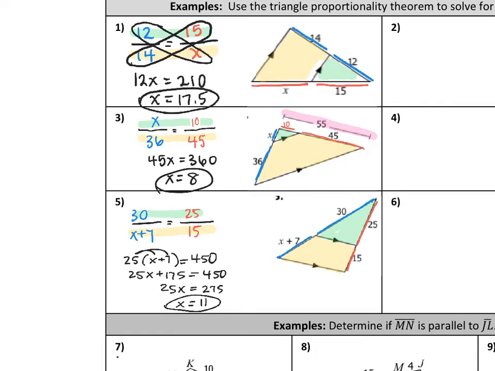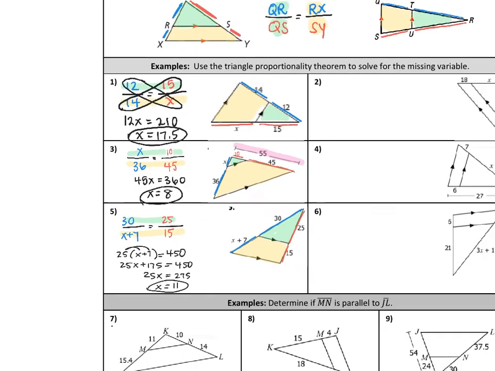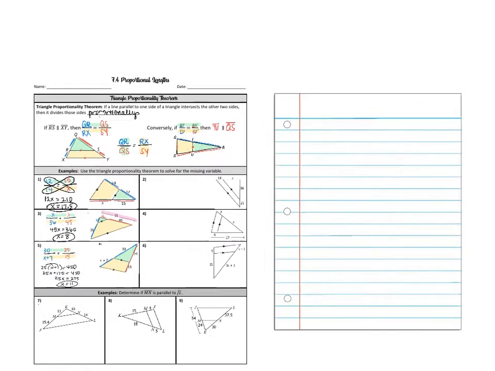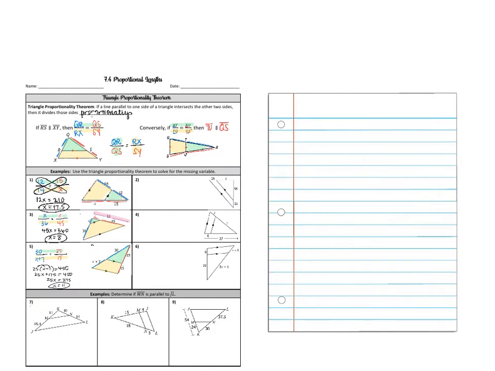Okay, at this point, I want you to take out your notebook paper. You're going to name this lesson 7.4, proportional lengths. You're going to put your name on it, and then you're going to try numbers 2, 4, and 6 on your notebook paper. Pause the video here and press play again to see the solutions.